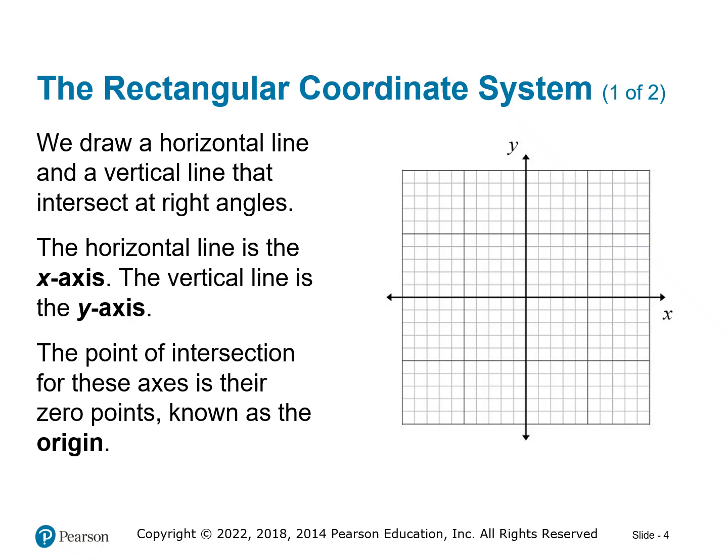So the rectangular coordinate system is our axes. We draw a horizontal line and a vertical line that intersect at right angles. The horizontal line is the x-axis, the vertical line is the y-axis. The point of intersection for these two axes is zero, known as the origin. So that's the point 0, 0.